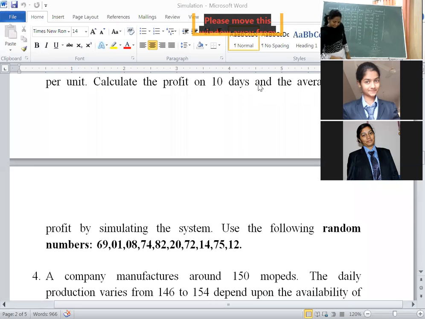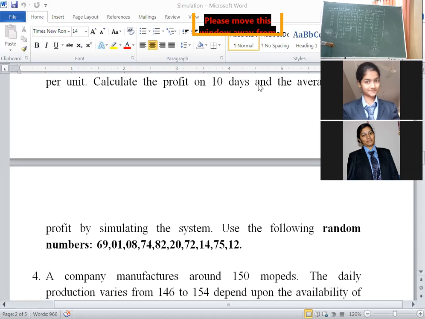Here the total demand for 10 days is 280. Then the formula for profit per unit: what is the formula for profit? Selling price minus cost price. The selling price is given in the problem as 15 rupees per unit, and the cost price is given as 10. The trader buys the commodity at 10 rupees per unit and sells at 15 rupees per unit.